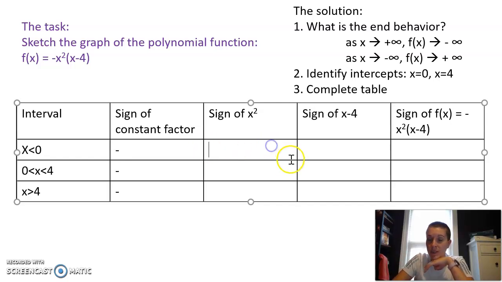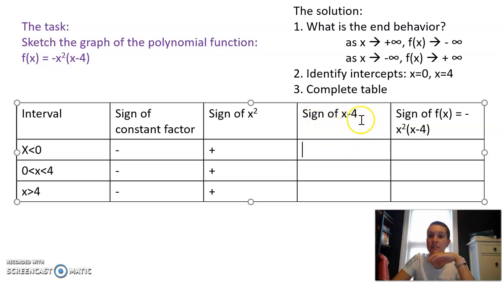Now, the sign of x squared is also not going to change, because whether we're squaring a positive or negative number, the result is going to be the same. The sign of x squared will be positive. So this means that the behavior of our entire function actually rests on this x minus 4 term.